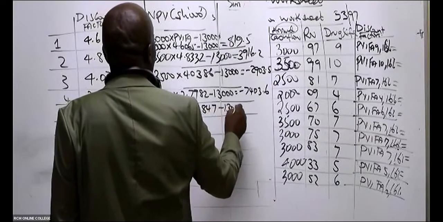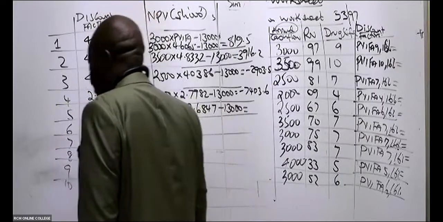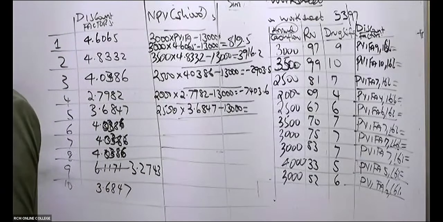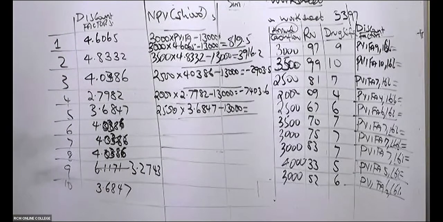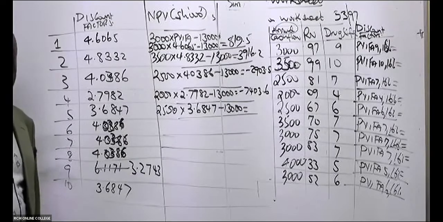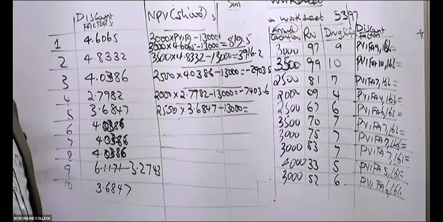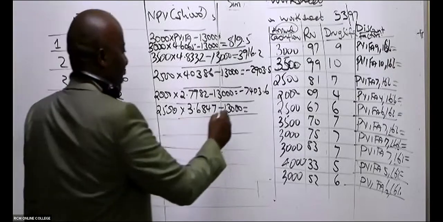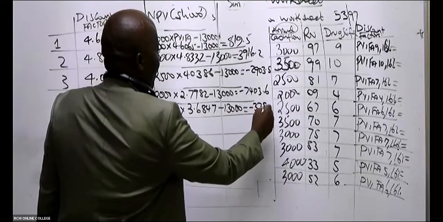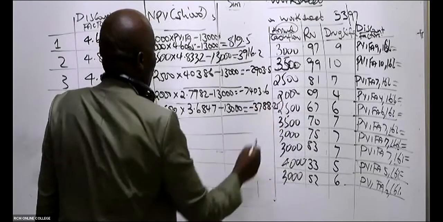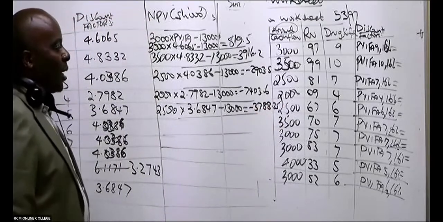I know now you can give me all the answers, all of them. Minus 3788.25. Come to the next one.